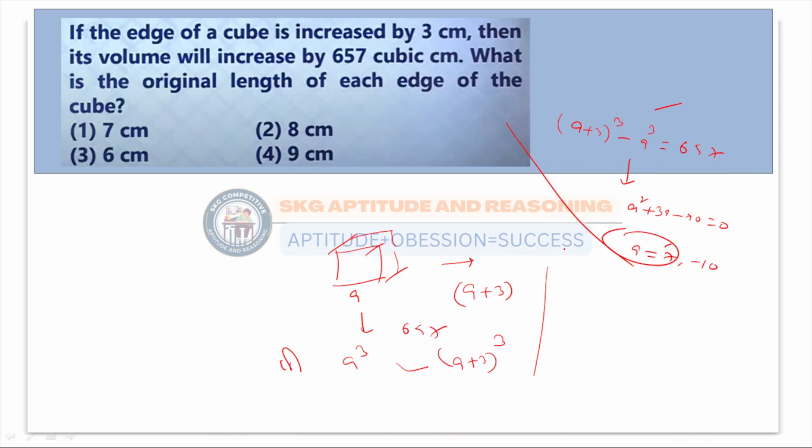Okay, very lengthy method here. But if you go with the option verification method, suppose I take the value of a as 7 here, so a cube will be 343. And it was increased by 3 centimeters here. So it was like 10 cube. 10 cube value will be 1000. And the increase is as given in the question. So our option will be right here. So this will be the easiest way to solve this question instead of going with the normal traditional approach here.